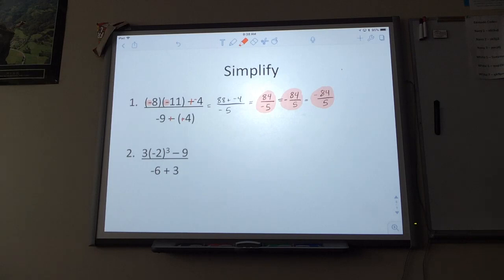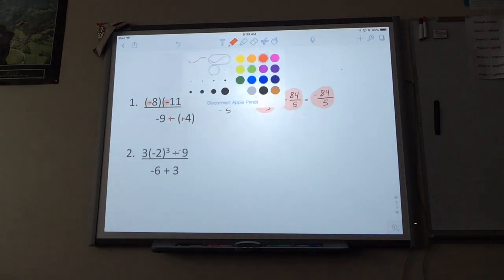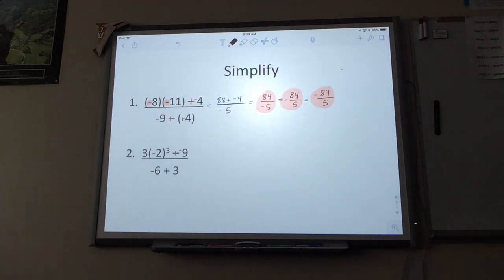Okay, so first thing I would do on this last problem is Chunkadunka. Then we will do exponents first. A very common error is to multiply that 3 times negative 2. Do not do that. That 3 stays where it is. Negative 2 cubed is a negative 8 plus negative 9 over, we can go ahead and simplify the bottom to a negative 3.